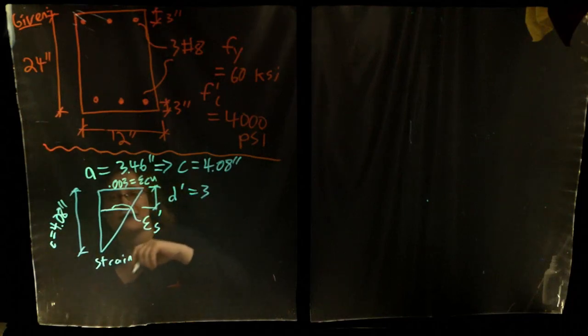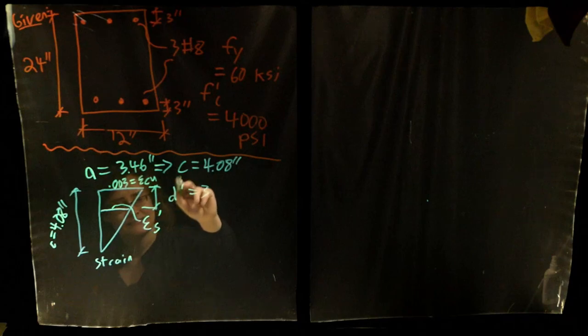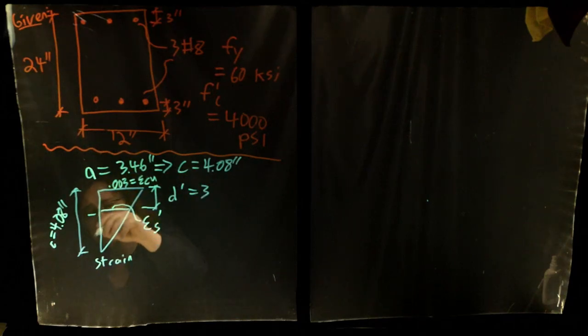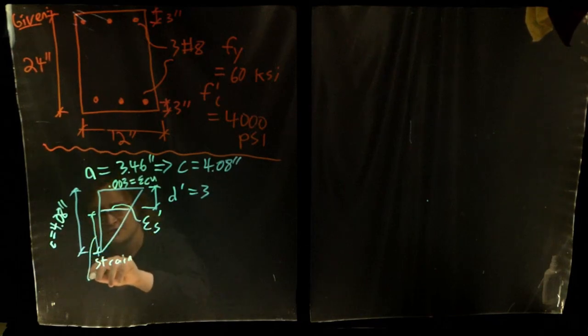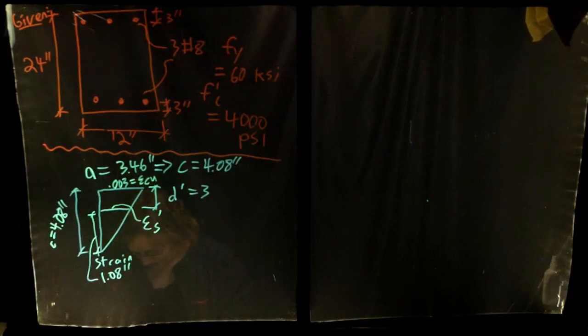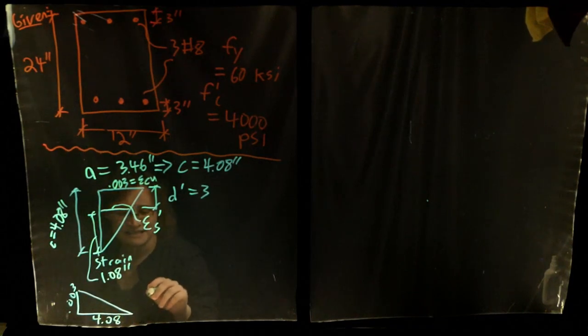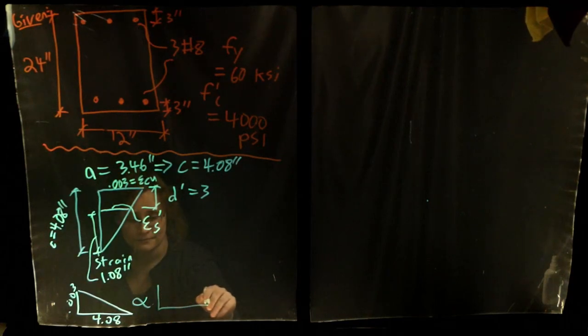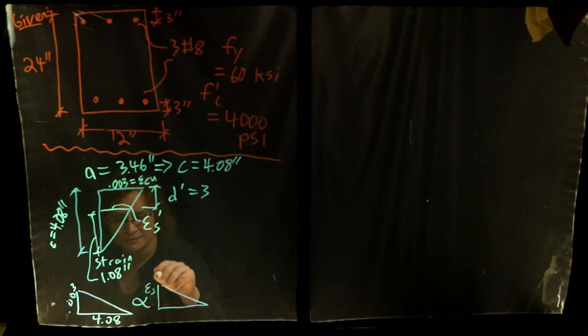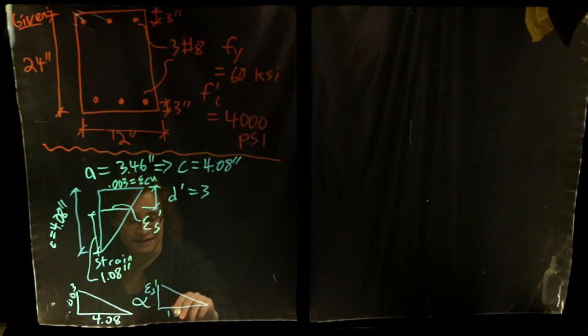Now, in terms of dimensions, because D prime is 3 inches, I know that this depth here, from the compression reinforcement to the neutral axis, is simply 4.08 minus 3, or 1.08 inches. And so now I have two triangles. I have the larger triangle, which is my 0.003 and my 4.08. This is similar, not congruent, but similar, to the smaller triangle, which has a leg of epsilon S prime, which is what I'm trying to calculate, and my 1.08 inches.